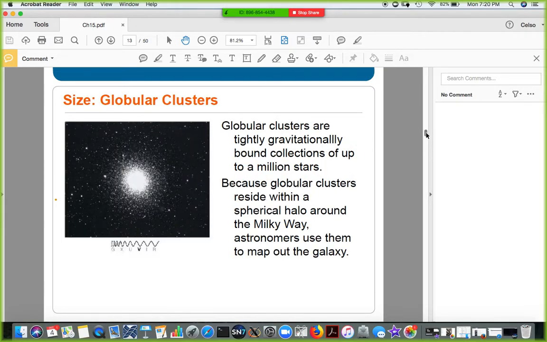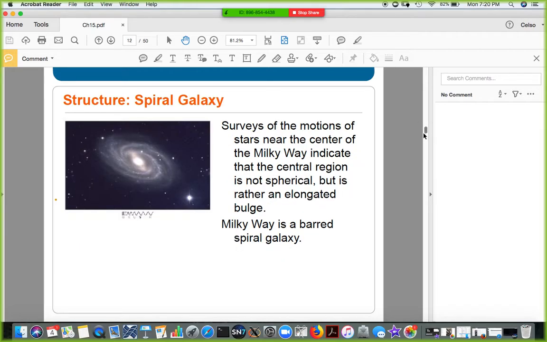Now let's talk about globular clusters. So globular clusters are in the galaxy, as you can see here. Before we go there, it has this spiral structure with four or so arms that come out of this bulge.